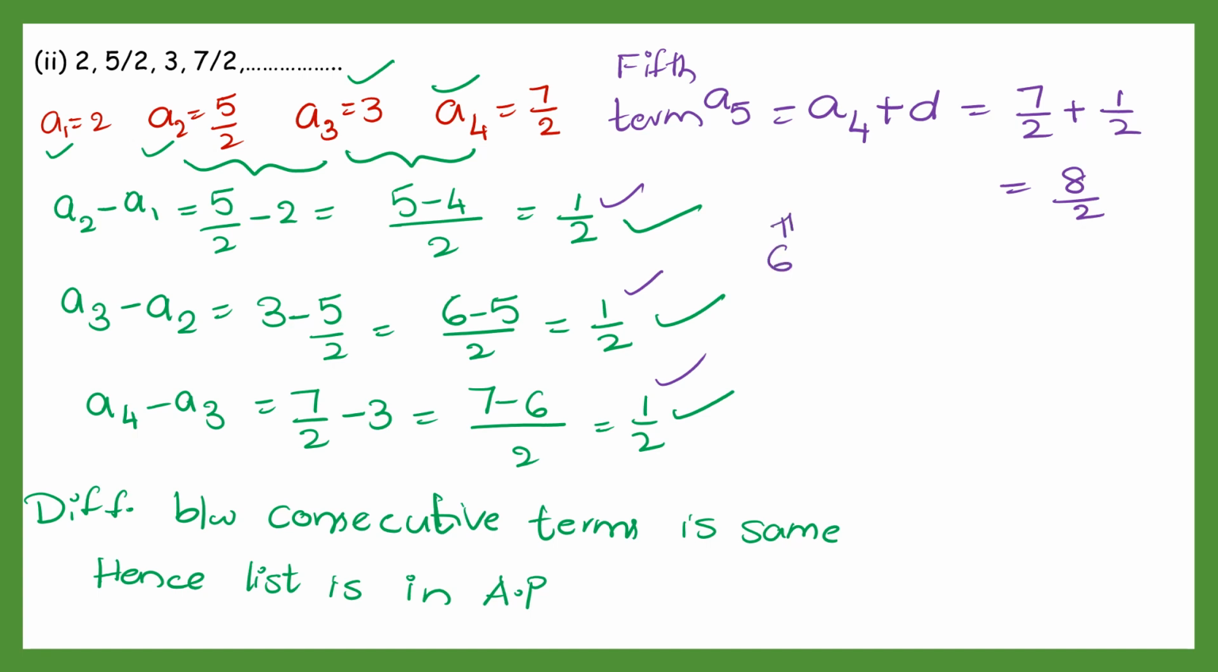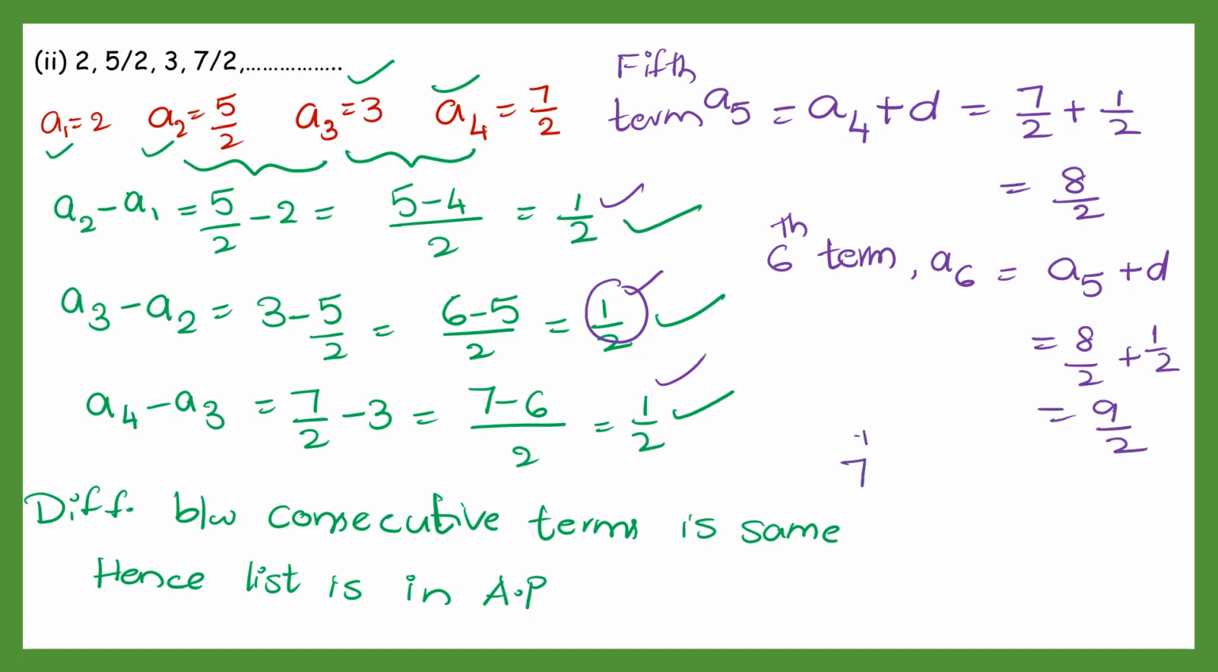Now the sixth term. The sixth term A6 is nothing but what? A5 plus D, A5 plus the common difference. A5 is 8 by 2. The common difference is 1 by 2. So you get 9 by 2.